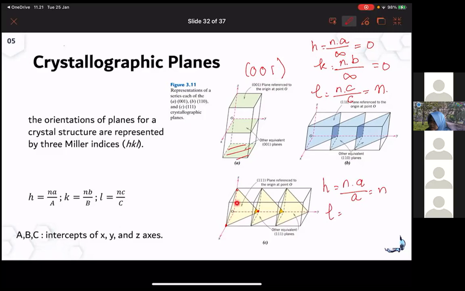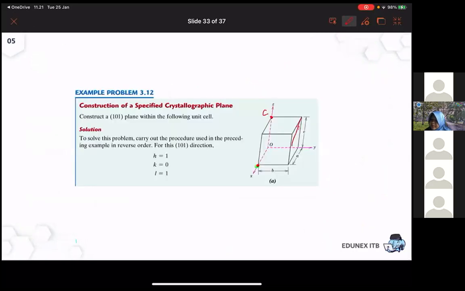Here we can see that there is an intersection with the y axis, so b multiplied with b, and then k is also similar, divided by c, equal to n. Then let's make the integer 1. So then we can get the plane as 1, 1, 1. Right? So that is the crystallographic plane. Let me give you another example.